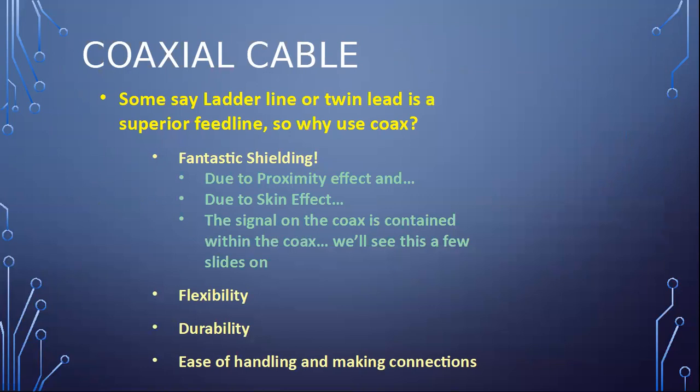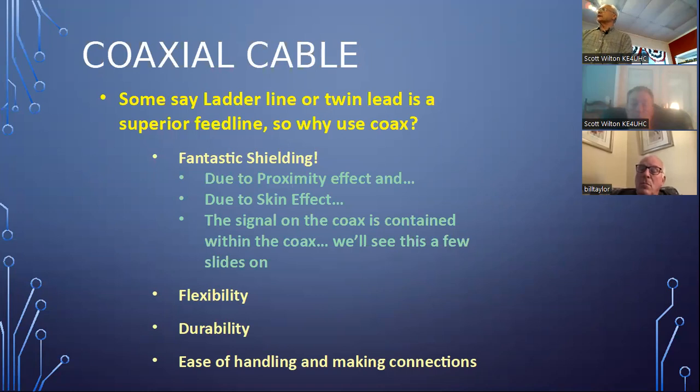Some say ladder line or twin lead is a superior feed line, so why use coax? Okay, well, you get fantastic shielding, and we're going to talk about that. Due to proximity effect and skin effect, the signal on the coax is contained almost entirely between the two conductors and does not radiate in space. Unless, of course, you have bad things that you're doing with it. And like the, what's his name from Palomar Engineers said, there's always a third conductor, which is the outer skin of the coax. But if you're doing things right, you're terminating things right, you don't have any field that gets away from the coax.